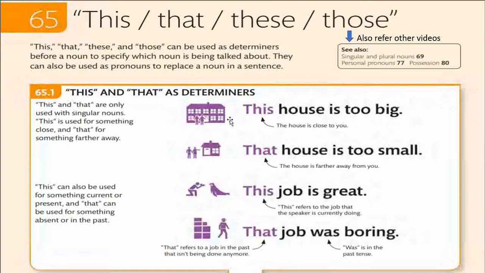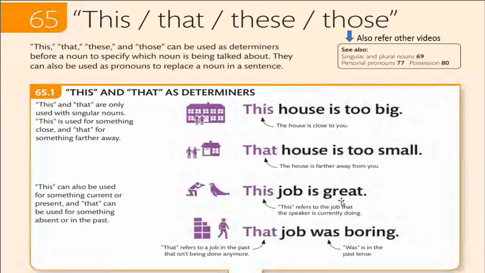This is used for something that is close to you, and that is used for something that is far away from you. Now let us see. This can also be used for something current or present, and that can be used for something absent or in the past. Now this is a very interesting pointer. It is something that is current or that is going on. You can talk about, point out and say this. And something that is absent or something that happened in the past, you can point out and say that for that thing. Let us see the examples.